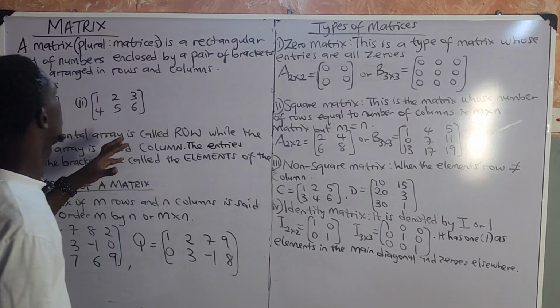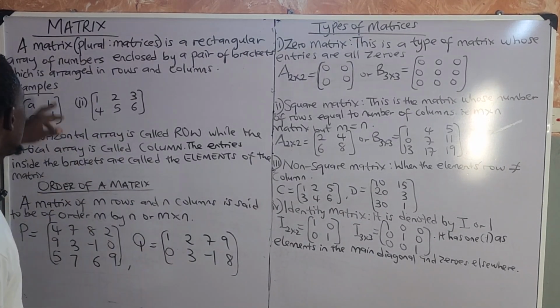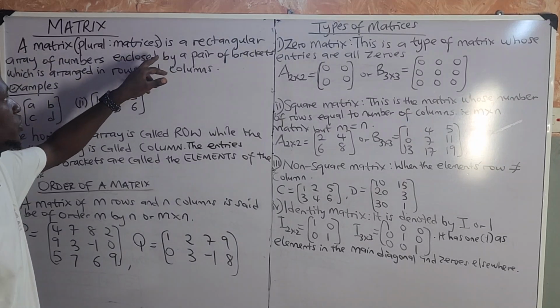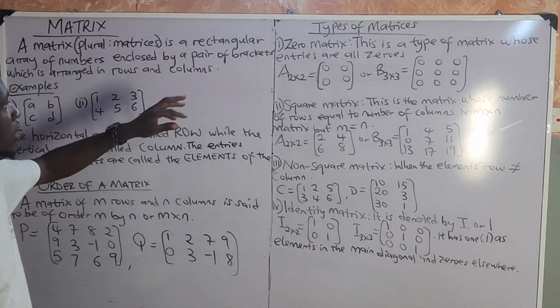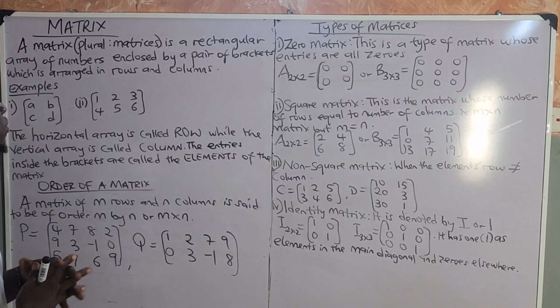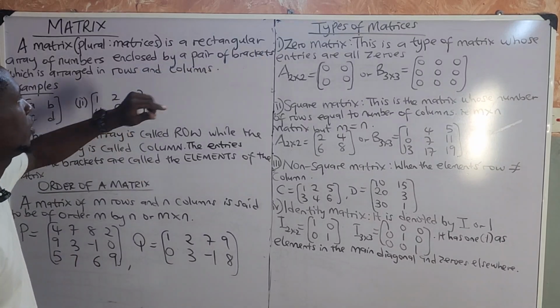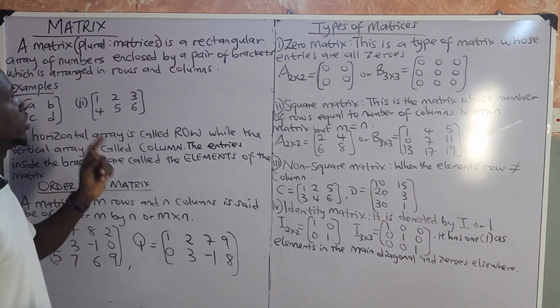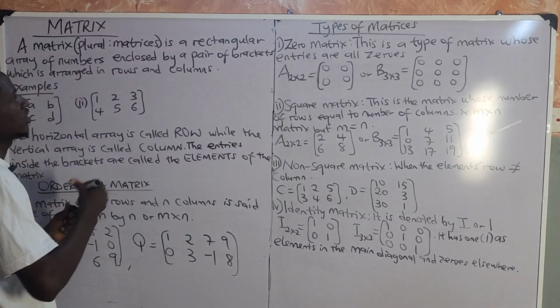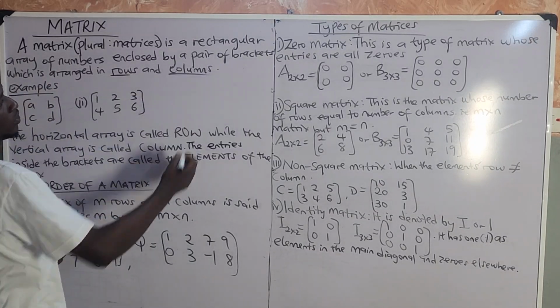We are going to be discussing matrix. A matrix, or matrices, which is the plural form, is a rectangular array of numbers enclosed by a pair of brackets, which is arranged in rows. So it's arranged in rows and columns.